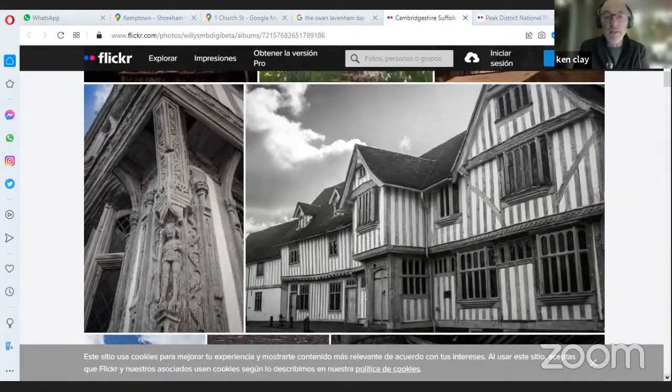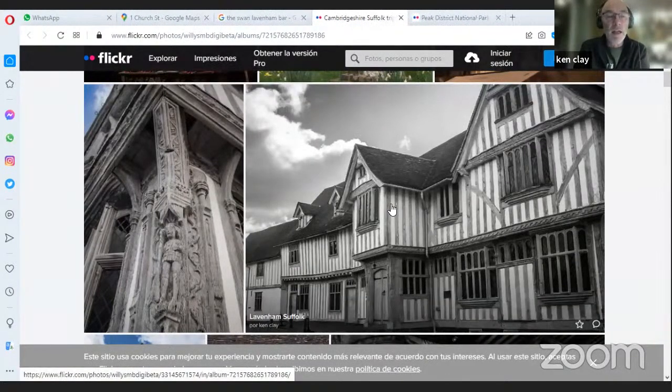Estas son algunas imágenes de un pueblo, se llama Levenham, que está ubicado en el norte de Londres, en un lugar que se llama Suffolk. Estos edificios son muy bien cuidados, pues el pueblo tiene más de 1000 años de historia. Pero la mayoría de estos edificios vienen del siglo XIV, más 15 y 16.